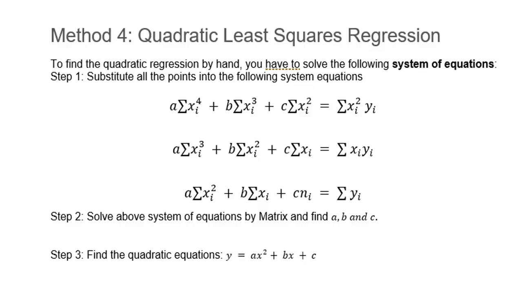In this video, I will show you how to find the quadratic model by the least squares method. To find the quadratic regression by hand, you have to solve the following system of equations. You will substitute all the points into this system of equations, then figure out A, B, C. Then you can figure out the quadratic regression equation, y equals ax squared plus bx plus c.